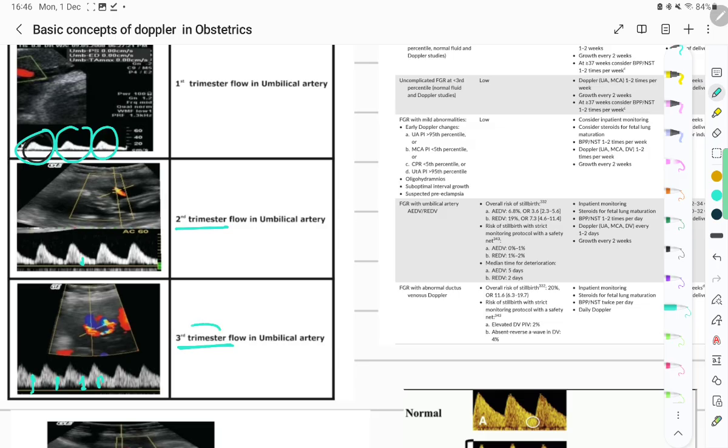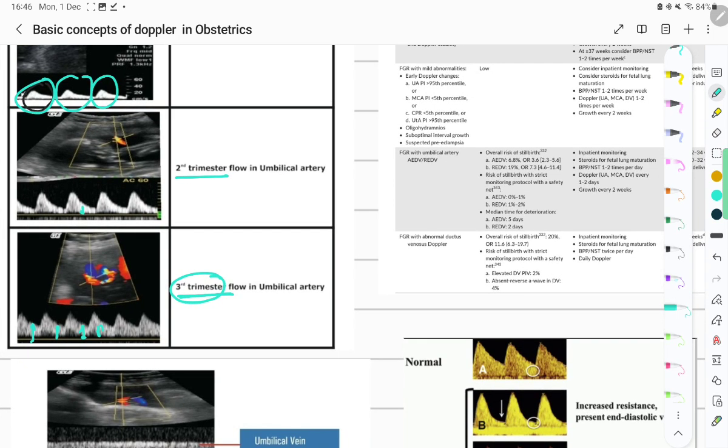And the third trimester. So tell me, in the third trimester, what about the SD ratio with respect to the first trimester and second trimester? The SD ratio will decrease because diastolic flow has increased compared to the second trimester and first trimester. So RI and PI both will decrease. For the umbilical artery, remember, after 32 weeks, SD ratio should be less than 2 and RI/PI should be less than 1. It should be decreased to less than 1.